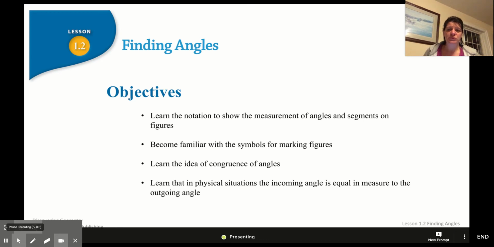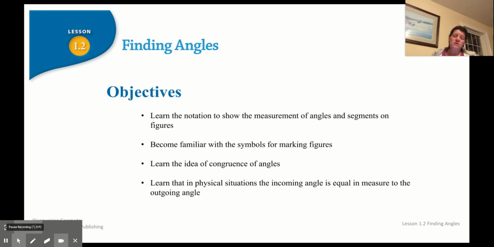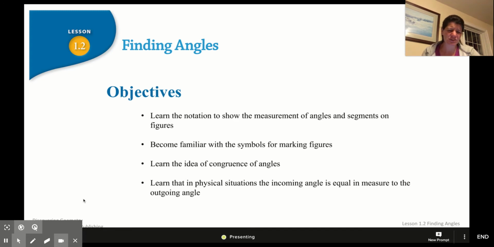This is 1.2, which is about finding angles. Here are our objectives. We're going to learn about angles and the notation and measurements, things like that. Talk about congruent angles. So we'll go through those.